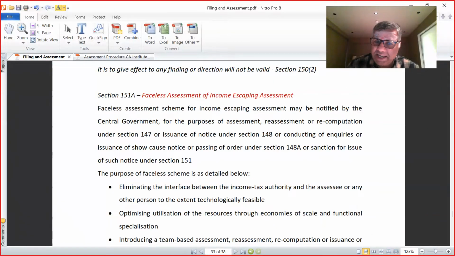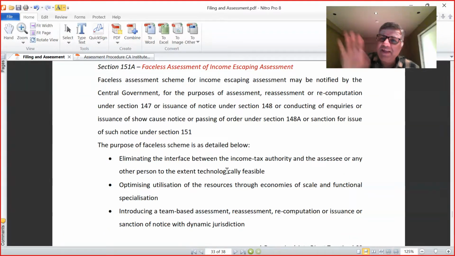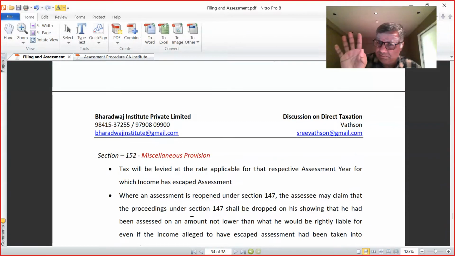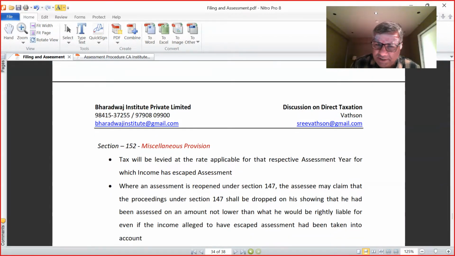Faceless scheme for 148 is yet to be notified. So everywhere they will just give you why I want this scheme. Yesterday we saw eliminating interface between authority and the assessee or his authorized representative, optimizing the use of technology, introducing team-based assessment. The notification has not yet come for that.